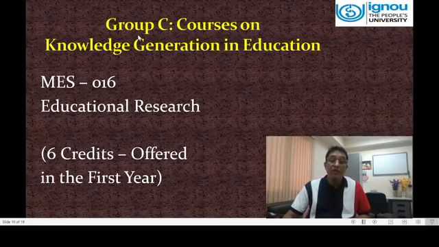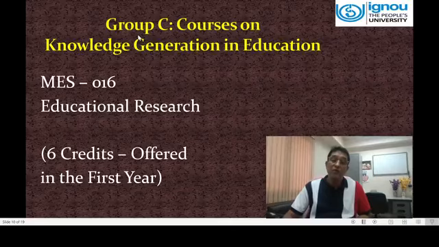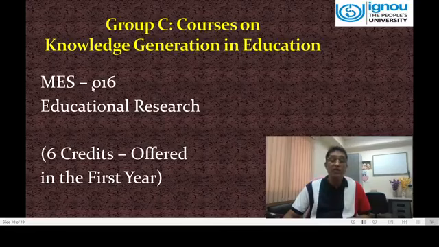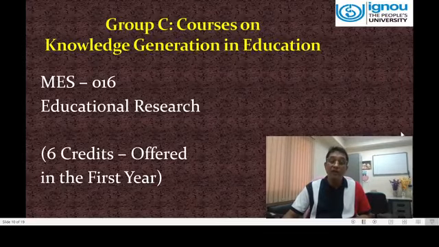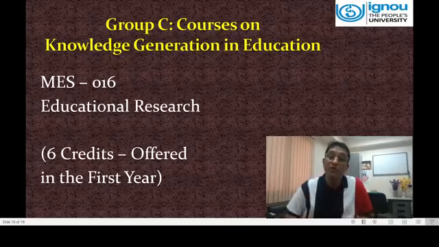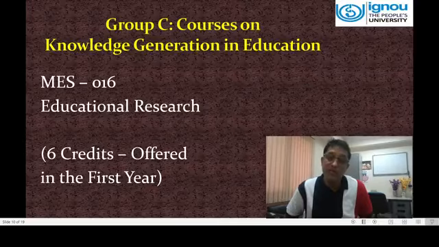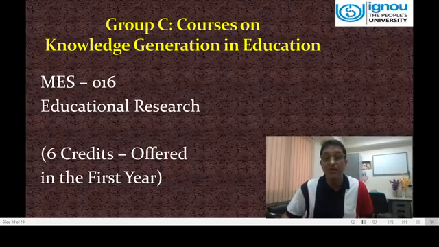The course which is included in Group C, 2 courses are included. One is MES 016 and other is MESP 001, that is dissertation. So here we will discuss the theoretical course MES 016, that is educational research. Okay, this is a 6 credit course, and you have to study this course in the first year of this program. And after discussion of this course, I will be completing all the first year courses, so far as this Facebook live session is concerned.